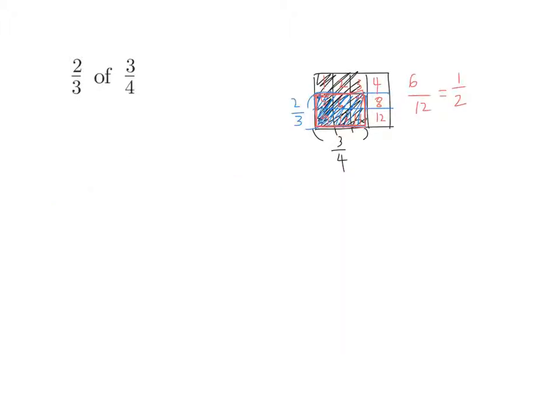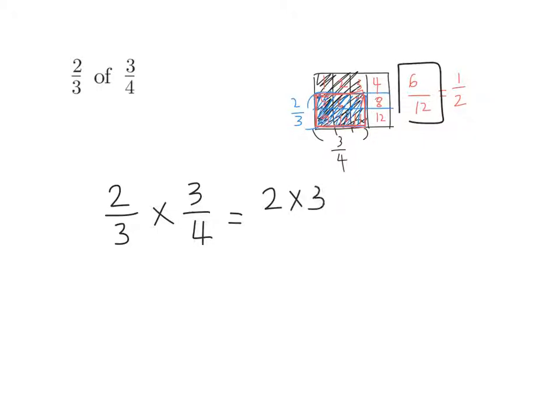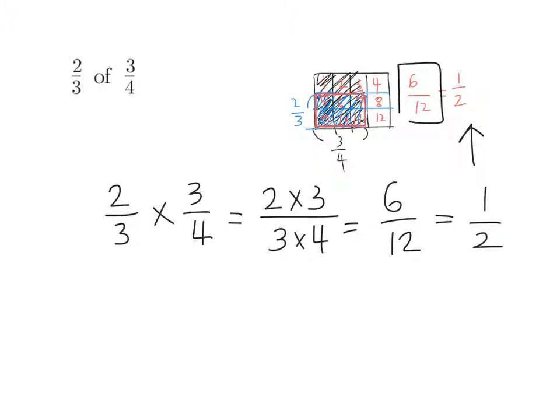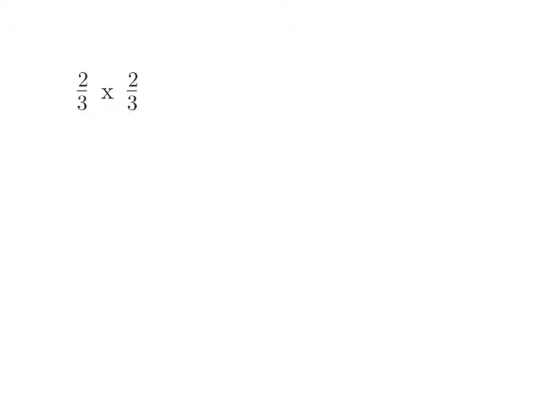Now let's relate that to a number method. We know that 2/3 of 3/4 is 2/3 times 3/4. Looking at this up here, we know we expect it to be 6/12. Well, we can notice a pattern that 2 times 3 in the numerator and 3 times 4 in the denominator would give us a product of 6/12, which is 1/2, which is the same as what we got when we drew the picture. Now let's do this again.